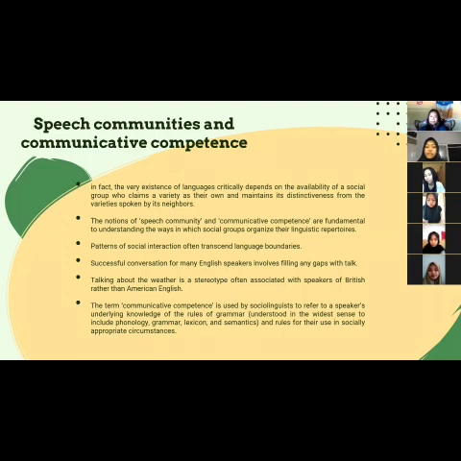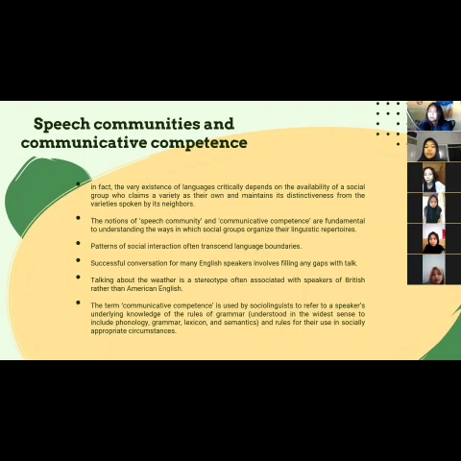Successful conversation for many English speakers involves filling any gaps with talk. Silence, in other words, is regarded as awkward. This is not true in all English-speaking communities, however. Talking about the weather is a stereotype often associated with speakers of British rather than American English. There are obvious reasons why the weather proves to be such a common topic in Britain.